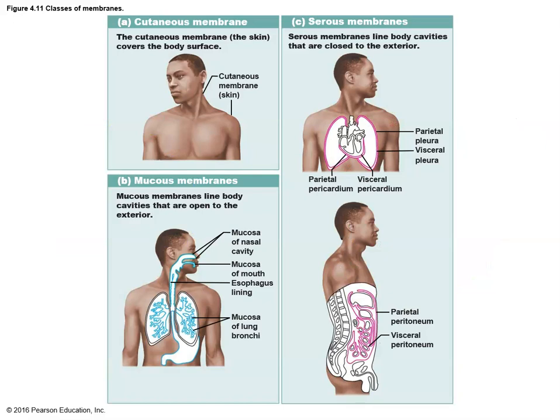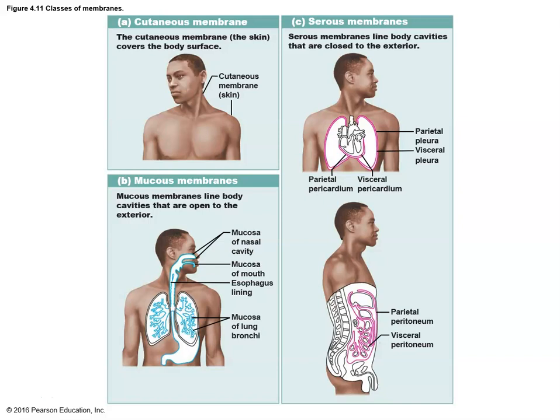When we think about epithelium, some of its job is to be a lining for things. And there are several different kinds of, we would call them membranes at this point, lining epithelium. Our first example here is a cutaneous membrane. A good example of a cutaneous membrane is your skin. Its job is to be a covering for a body surface, in this case the outer body surface.